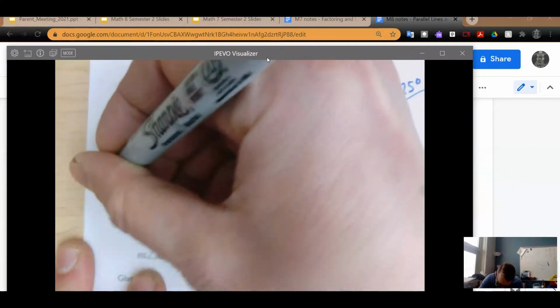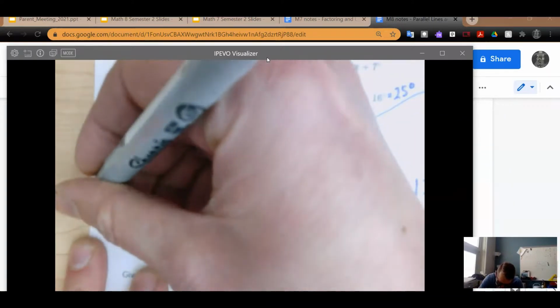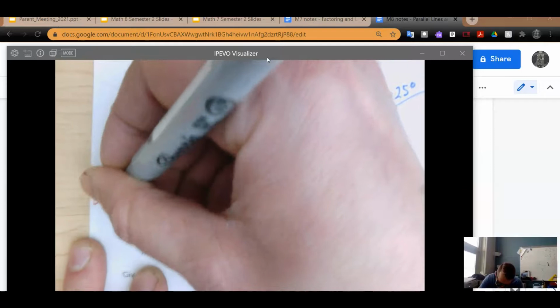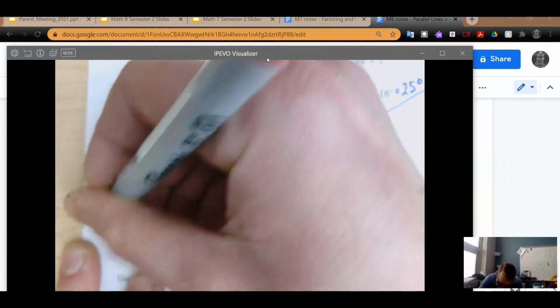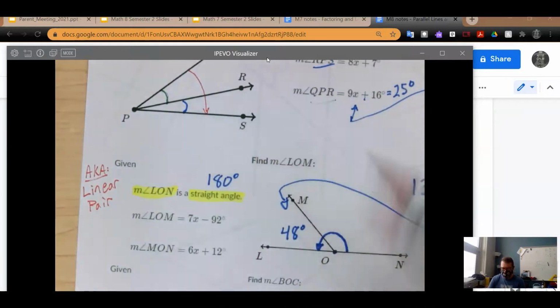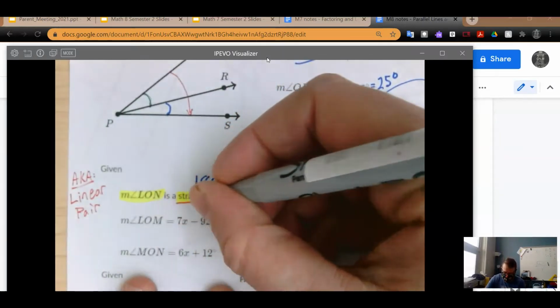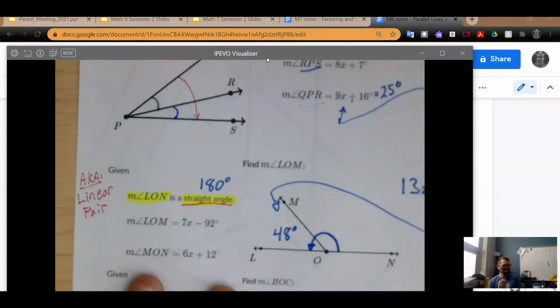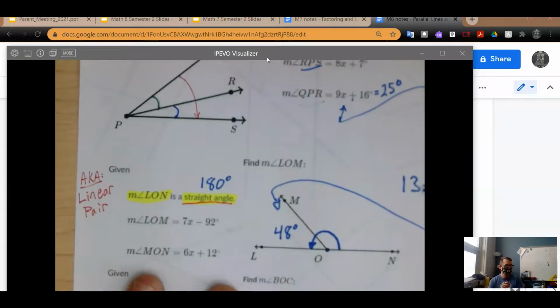This is also known as 180 degrees, but it's also known as a linear pair, because a pair, two, linear makes a line. Creative use of words here. Linear pair tells us together. Straight angle sounds like an oxymoron, right?